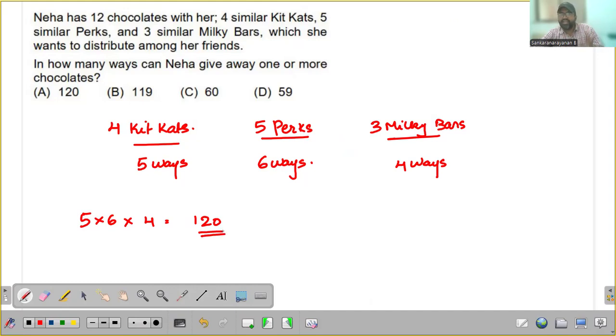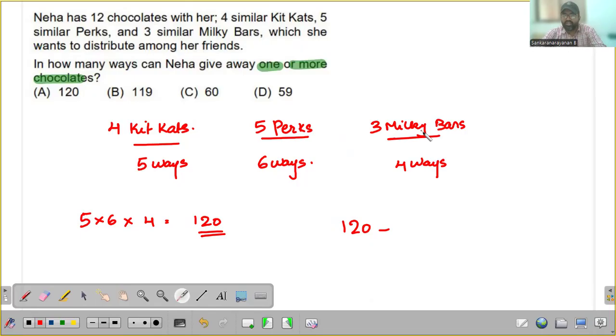But you may think that 120 is the answer, but 120 is actually not the answer. The answer is 119. You know why? When you read the question carefully, it is given: in how many ways can Neha give away one or more chocolates? Which means at least one chocolate she needs to give, more is also fine. So in this 120, there is one possibility that Neha is not giving any chocolate to anyone. There is a case where no Kit Kat, no Perk, no Milky Bar, so there is one way in which none of the chocolates are getting distributed. That is actually not possible.